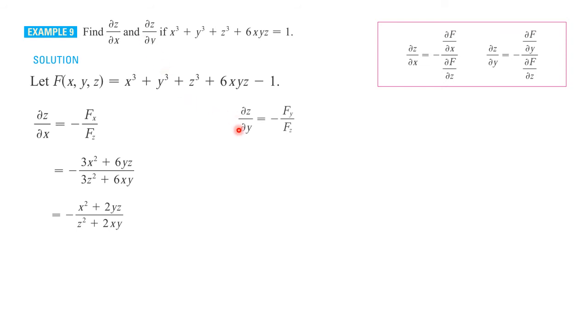Partial z over partial y is equal to minus fy over fz. So differentiate f with respect to y, we will get 3y square plus 6xz. Differentiate f with respect to z, we will get 3z square plus 6xy. Simplify it and we'll get minus y square plus 2xz over z square plus 2xy as our final answer.